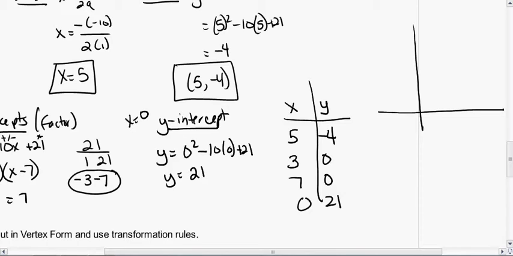So the vertex is at 5, negative 4. 1, 2, 3, 4, 5. 1, 2, 3, 4. And the two intercepts are at 3, 0, 1, 2, 3, and 7, 0, 5, 6, 7, 0. And the y-intercept is at 0, 21. So let's see, here's 5, 10, 15, 21. And then I'm just going to make a little sketch.